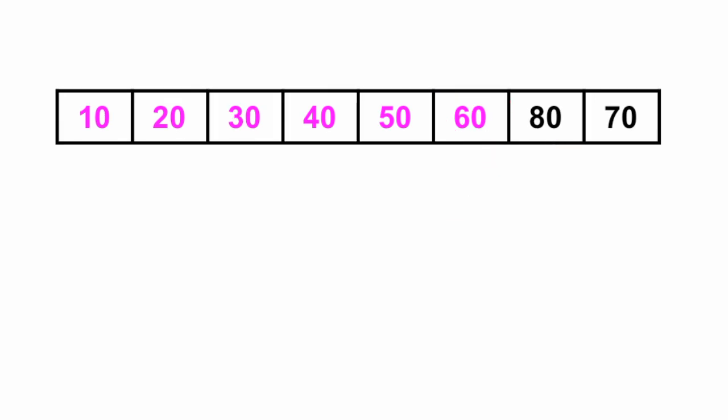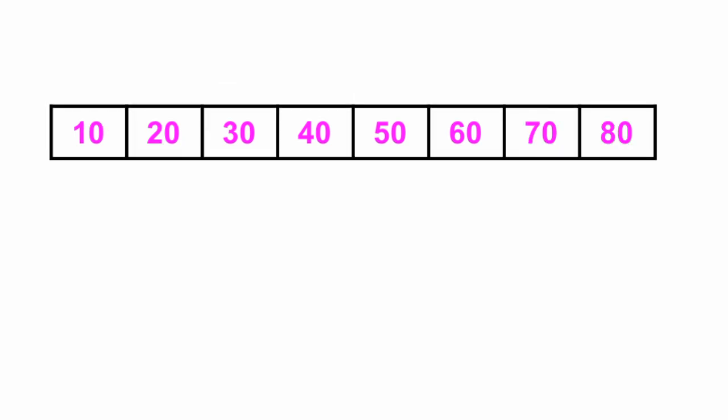Now the final partition, which consists of 80 and 70, will also be sorted using quicksort, as a result of which 70 and 80 will get swapped. And with this, the array gets completely sorted.